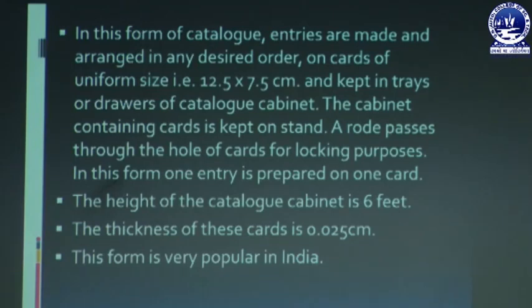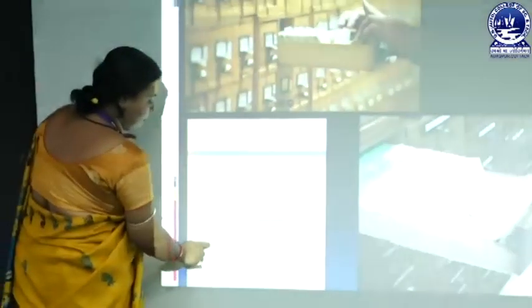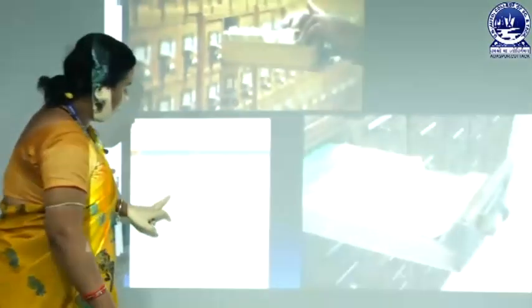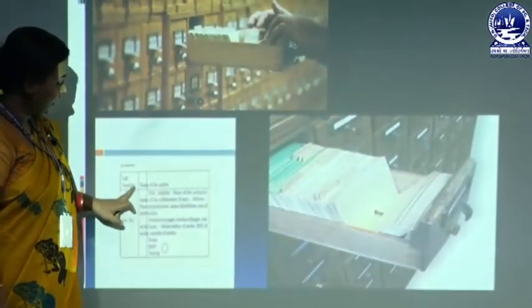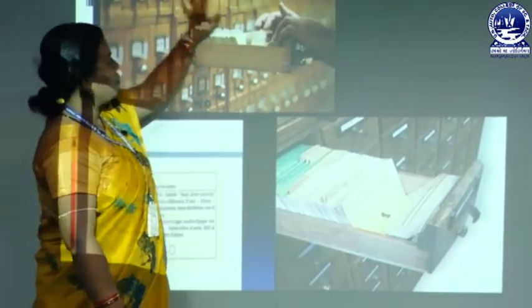The size is 12.5 centimeter by 7.5 centimeter. This is your card format. It has your author, your title, your call number, your accession number, and your punch hole. Okay, and this is your card cabinet.